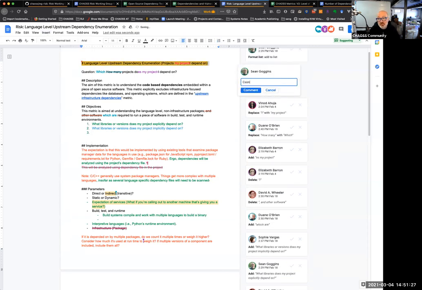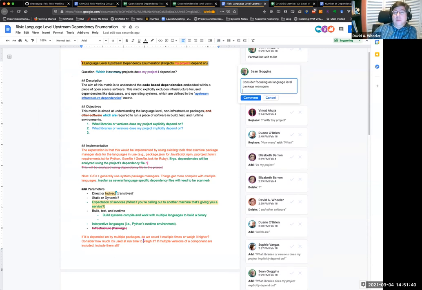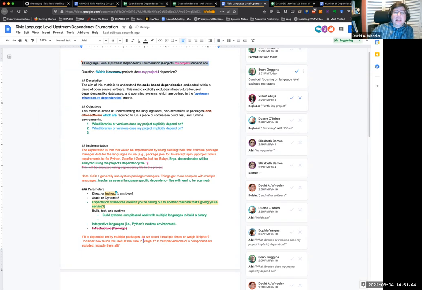So maybe consider focusing on package managers in this metric is what I'm hearing. Well, let's be specific. It sounded like we were talking about language level package managers. Yes. And that would basically be, you're looking for an MVP. Now that obviously won't help if you're writing in C, where typically you're using the system level package manager. But for many people that would still be useful.